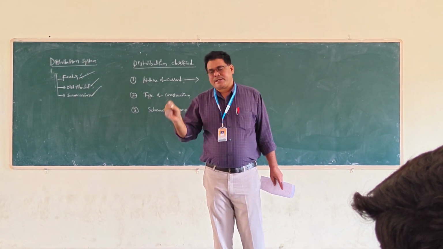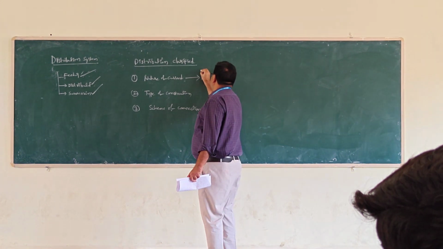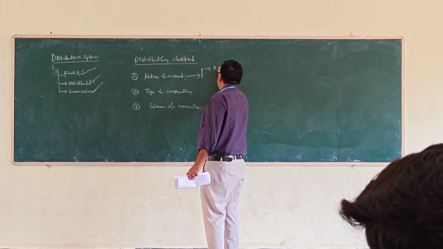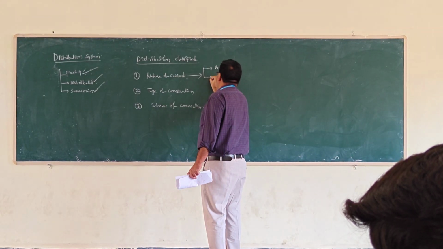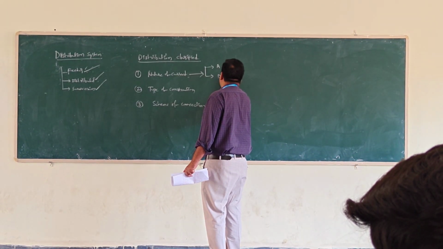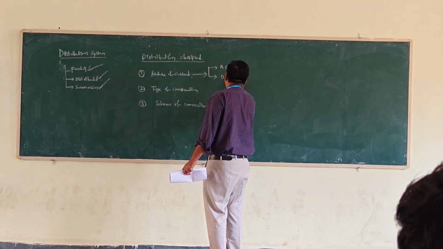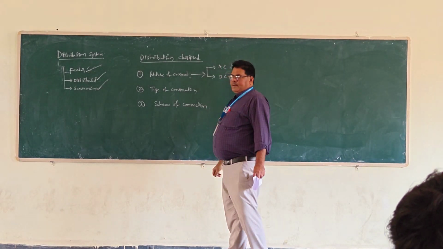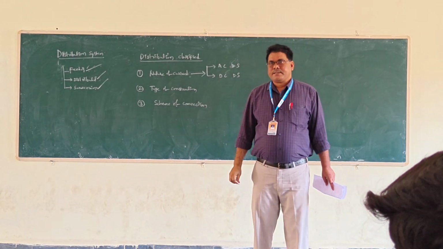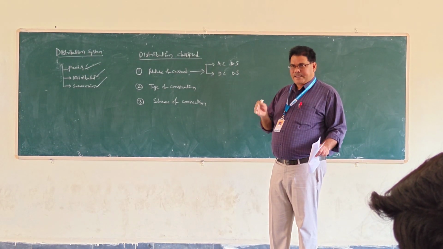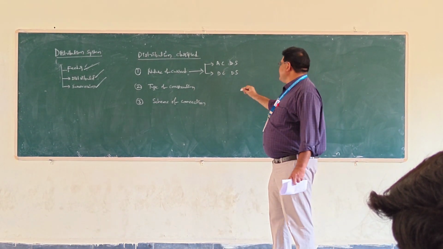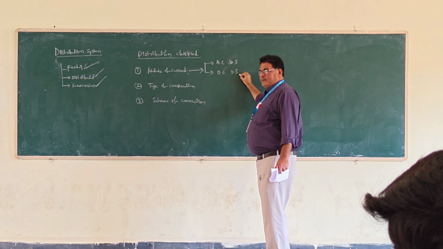According to nature of current, they are classified into AC distribution system and DC distribution system. According to nature of current, what type of current do you use? AC current, DC current. AC distribution and DC distribution.